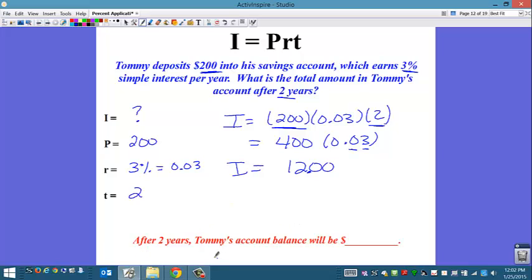So fill in your answer statement. After 2 years, Tommy's account balance will be, it's asking for the account balance, not the interest that he's paying in 2 years. So to get his balance, you have to add what he deposited into his bank, the 200, plus the interest. So it'd be $212. Once you've listed all your information, it is so easy to plug it into your formula and just do the math. Then all you have to do is make sure you're answering the correct question.